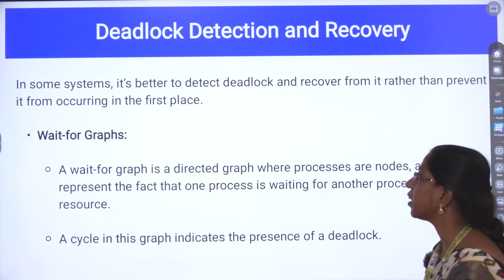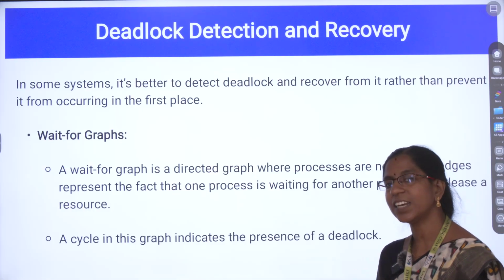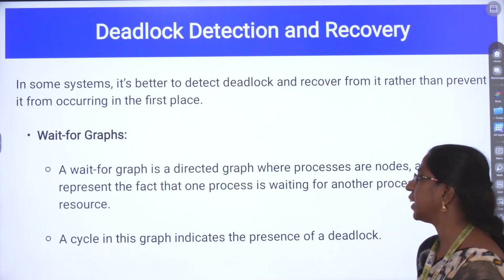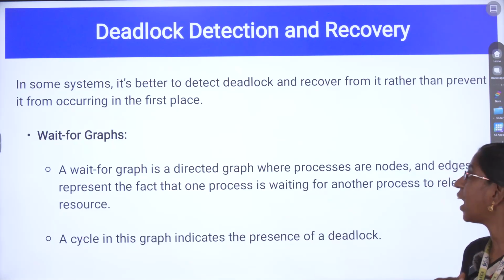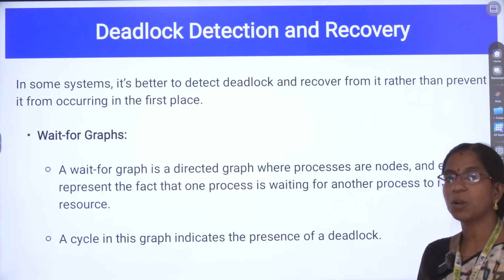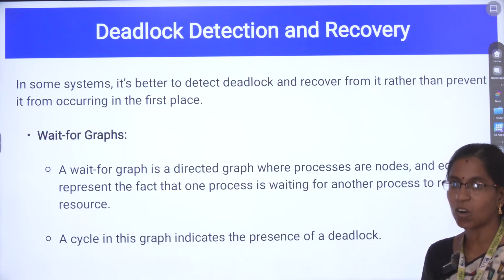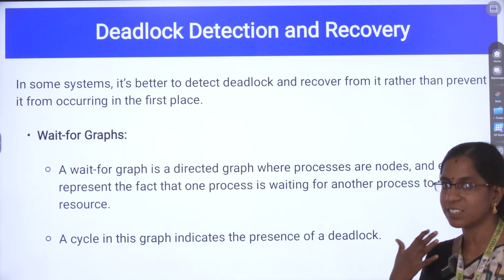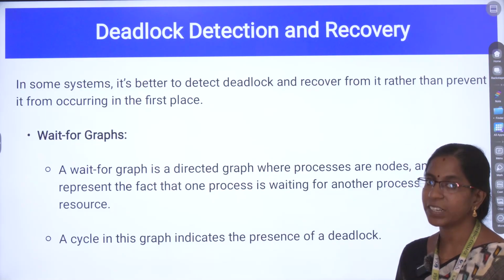The next topic is deadlock detection and recovery. How can we detect and recover from a deadlock? In some systems, it is better to detect deadlock and recover from it rather than prevent it from occurring in the first place. Initially we have to detect whether it has occurred when we are moving with the processes and resources. First concept, wait-for graphs.